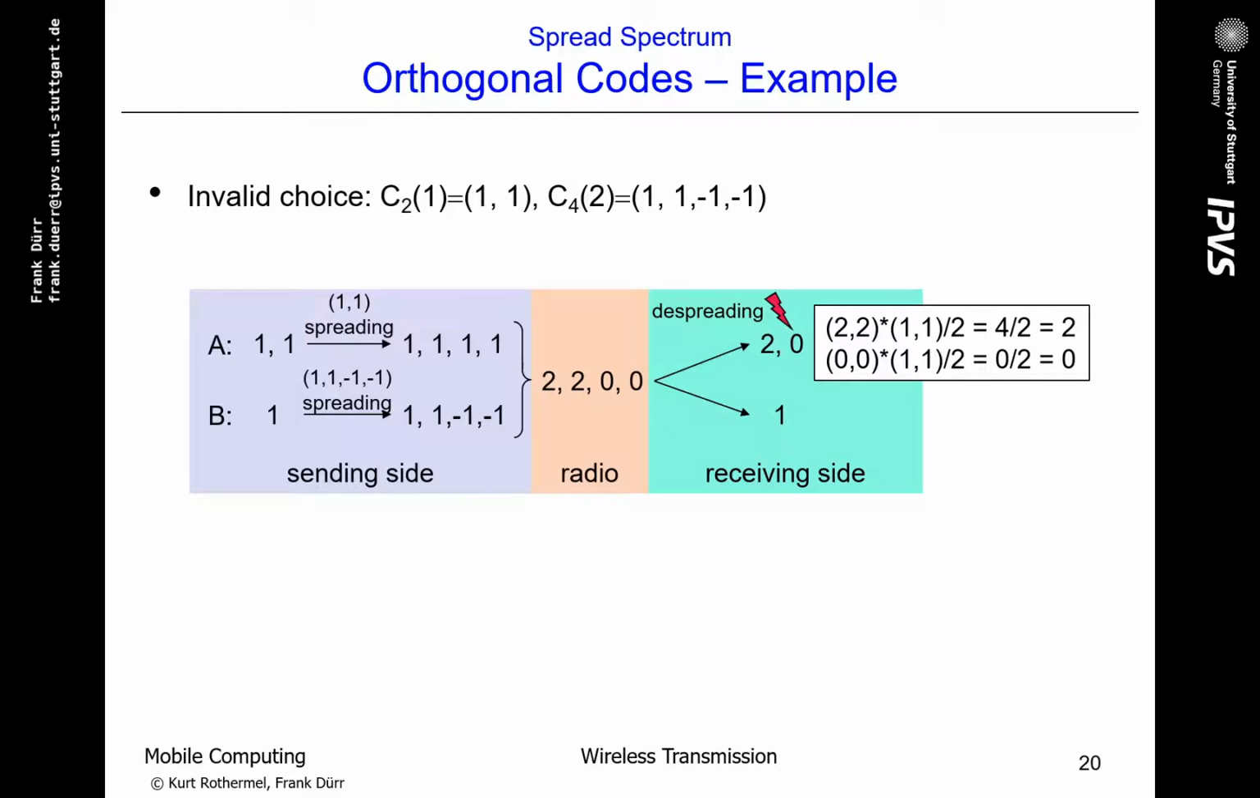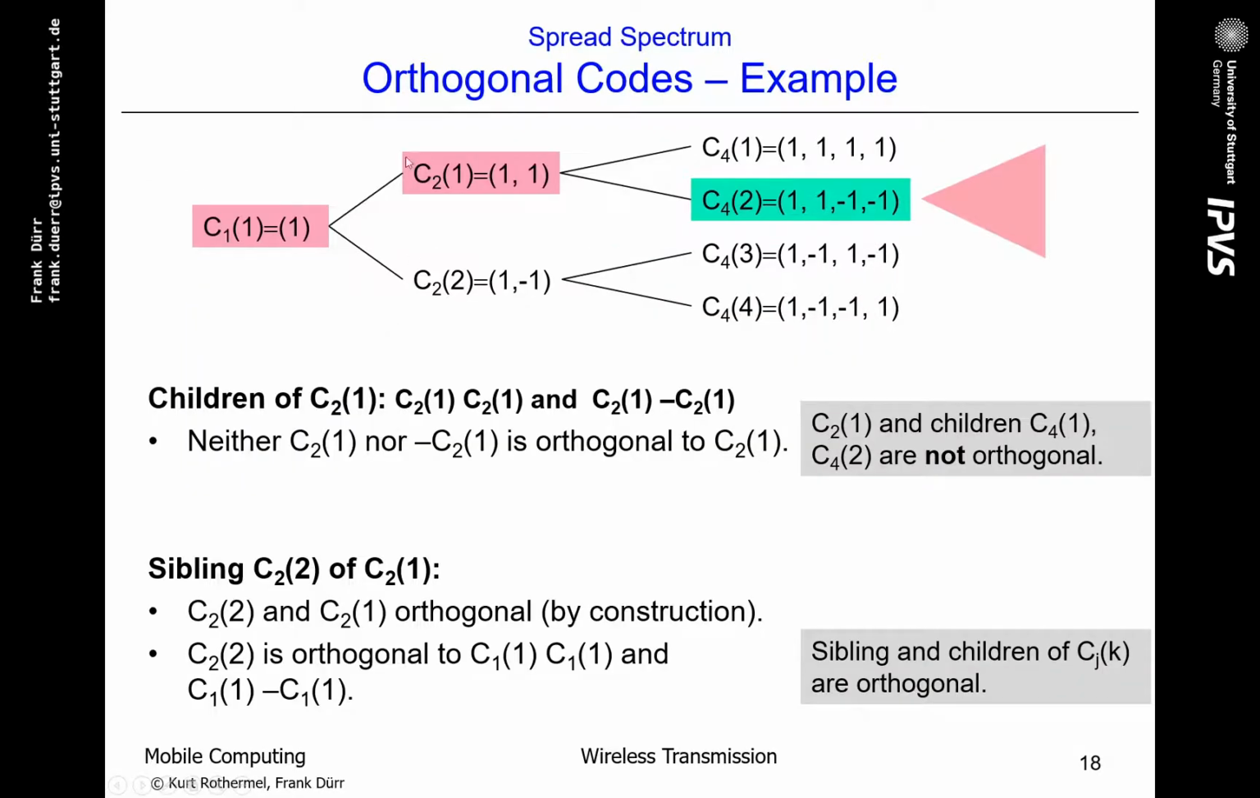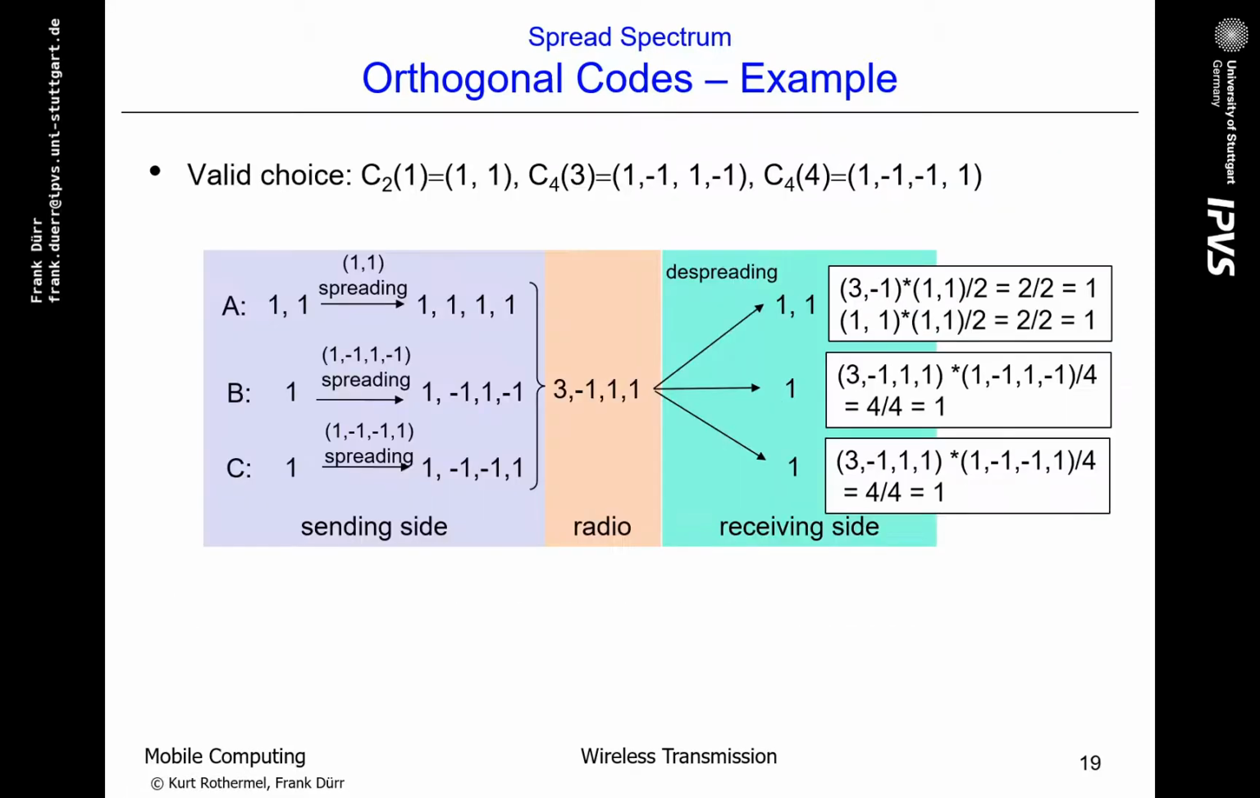Now, if we made an invalid choice, I can also show to you that it actually wouldn't work anymore. So for instance, here we have given the sender A the chipping sequence 1, 1, and we have given the sender B the chipping sequence 1, 1, minus 1, minus 1. So if we go back to our tree, you see now we have given the sender A the chipping sequence here, and the other sender, I think, this chipping sequence here. Okay? So you see they come from the same branch. Yeah? So this is not allowed because these codes are not orthogonal.